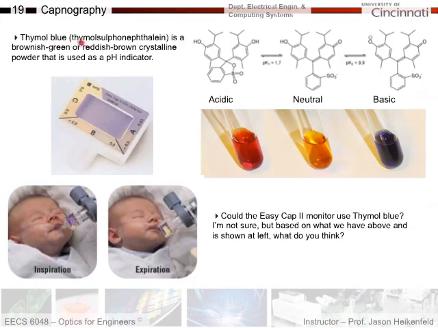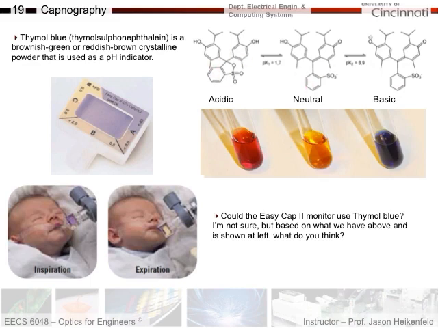One example is Thymol Blue. It's a brownish, greenish, or reddish-brown crystalline powder that's used as a pH indicator. So here's some vials of Thymol Blue, and they either added some acid or base. In this case, it's basic. It looks blue. Here's neutral, and here's acidic.